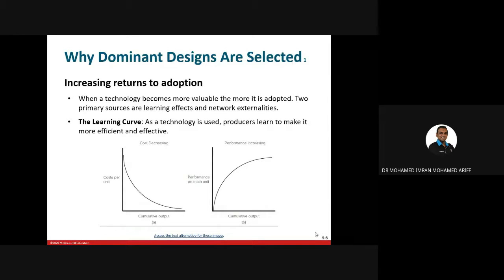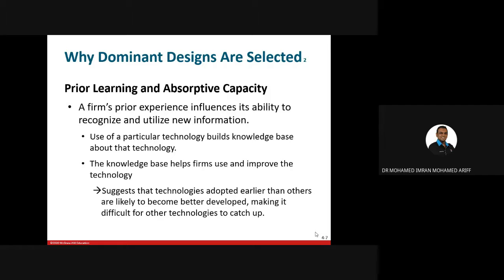Okay? So you need to fit whatever you have, whatever innovation, whatever product or services, according to this mobile phone. Okay, so how do you do that? A firm's prior experience influences its ability to recognize and utilize new information. Okay, so if your organization has experience in developing something, experience in doing something, then it will help in coming up with new products and services.